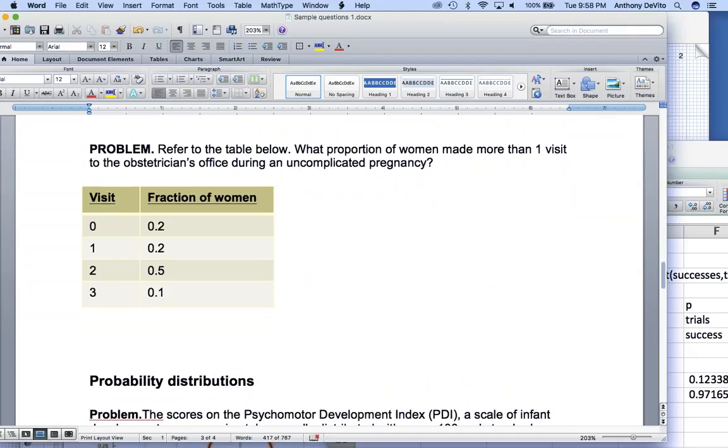Further, the table below shows the proportion of women who made more than one visit to an obstetrician's office during an uncomplicated pregnancy. Let's see, what proportion of women made more than one visit? Well, 20% made no visits, 20% made one visit. So the percentage that made more than one visit is 50% who had two and 10% who had three. So 60% of this population.